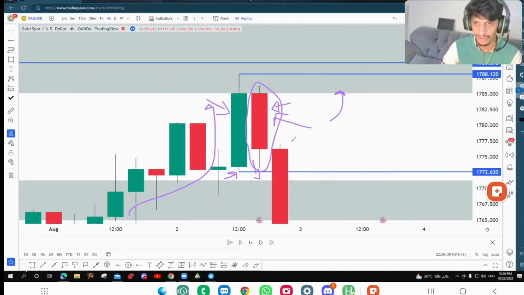Yeah, they're placing their orders there. So what they did here, they took all their profits here, because you see this wick, this candle here, it's almost as of this candle. So all the people here have taken their profit.